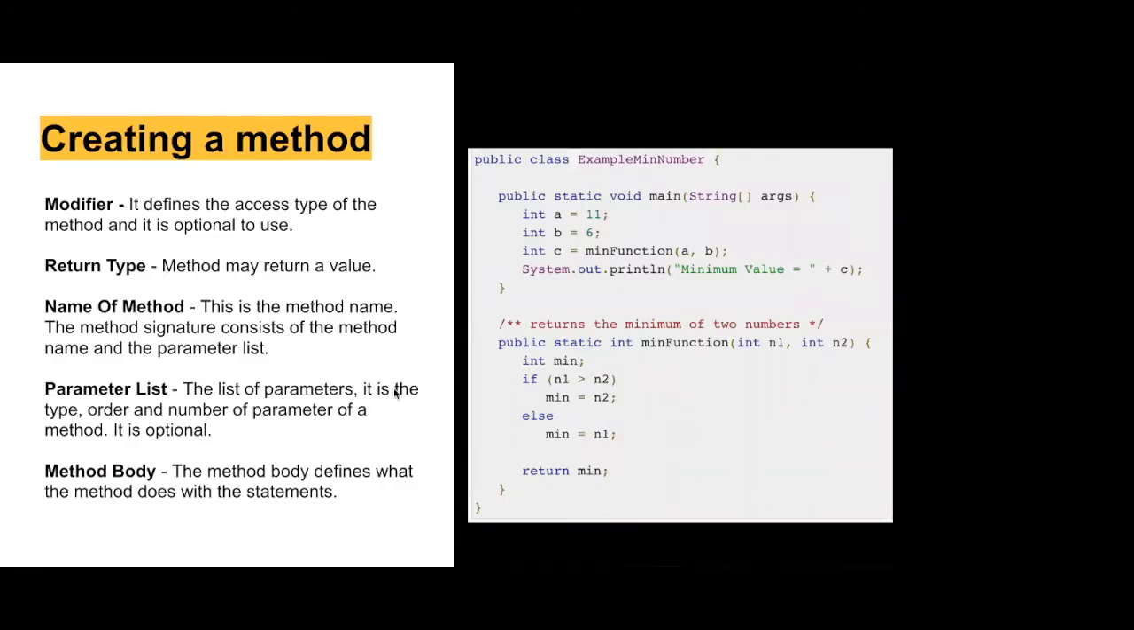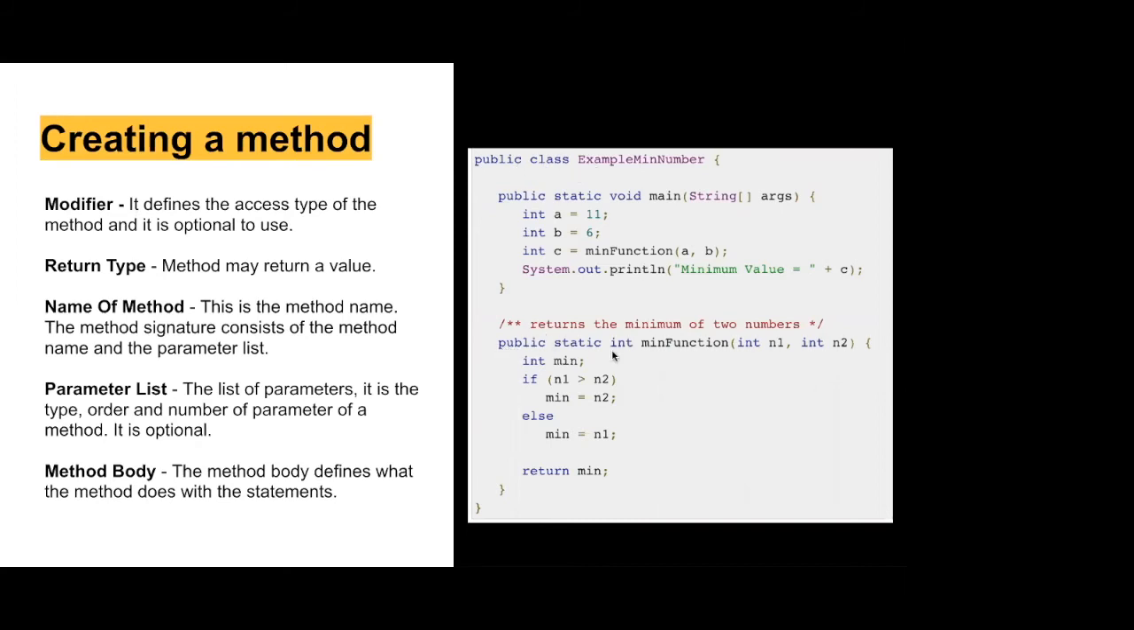For creating a method, we need a modifier, return type, the name of the method, parameter list, and the method body. Let's take a look at this example. First, public class ExampleMeanNumber. So public is a modifier. This is a class name.